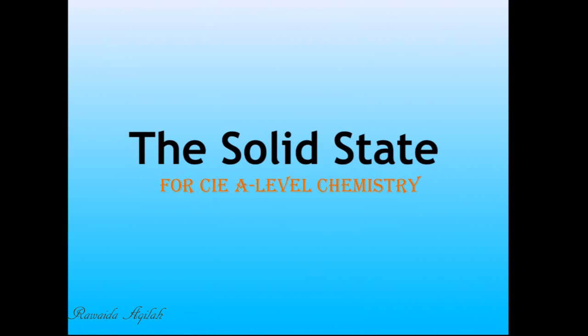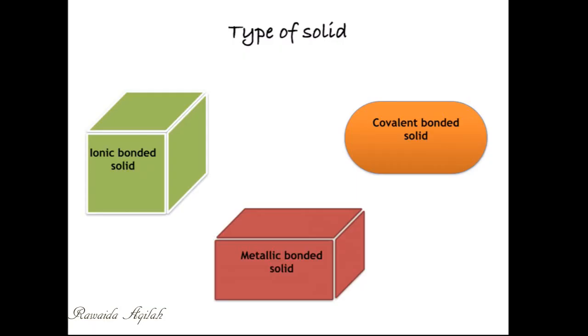Solid state. There are three types of bonding that can produce solid, which are ionic bonded solid, metallic bonded solid, and covalent bonded solid.